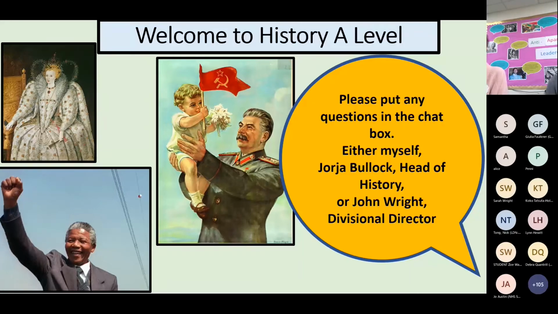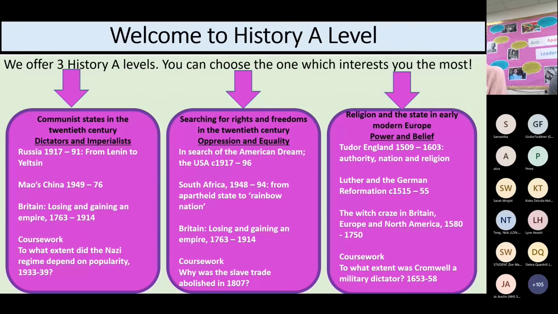Yeah, absolutely. And we're well aware that in terms of crossover from GCSE, it's not always going to be there. Hence, John said you don't actually need a GCSE to do history. We know some of you might be forced into choosing between history and geography. And certainly there are some aspects. So there will be a little bit of Cold War in our oppression and equality A level, Elizabethan England in our Power and Belief, and Cold War and Nazis, a little bit of Russia, but Mao's China would be new.